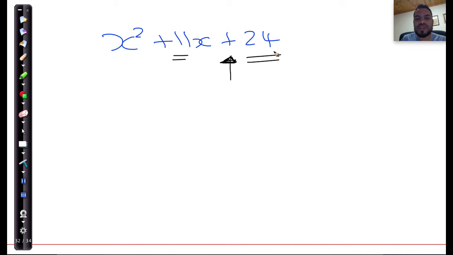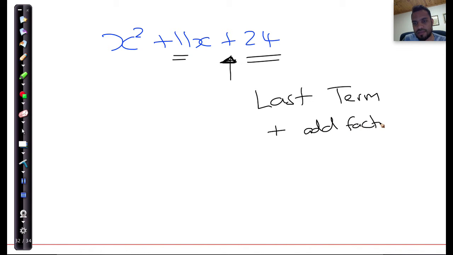But this is a plus, so we're going to say factors of 24. In other words, what times something else will give me 24, and when I add those two numbers, I must get a value of 11. Right? Similarly, the plus on the last term. I'm going to make a summary note over here. The last term will tell us the following. If it is plus, I must add the factors of the last term to get the middle term.